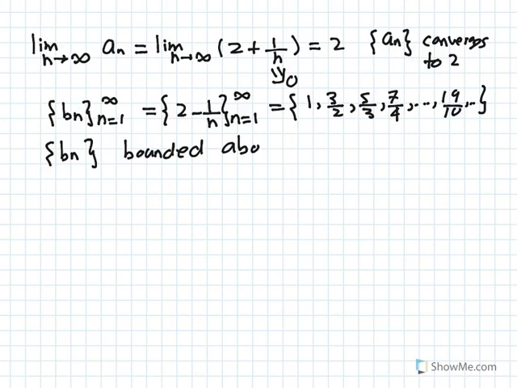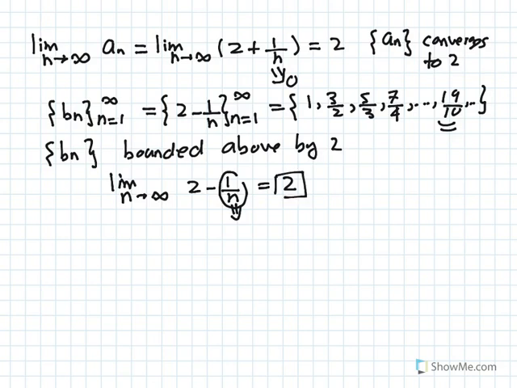How do we know that? Well, let's take the limit. We can see it's increasing, and it seems to be approaching the number 2, because the 10th term is 19 over 10. So let's take the limit as n goes to infinity of 2 minus 1 over n, and 1 over n approaches 0 as n goes to infinity, so the result is 2. So clearly this sequence is bounded above by 2. That means b_n is less than 2 for all n.